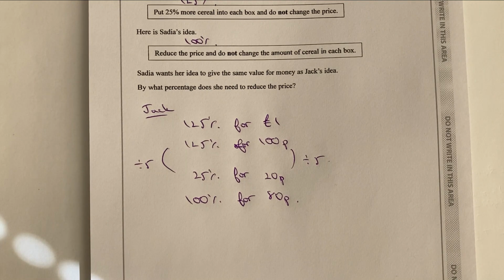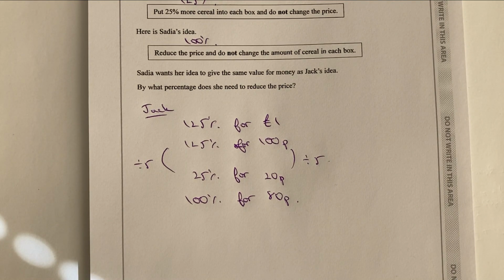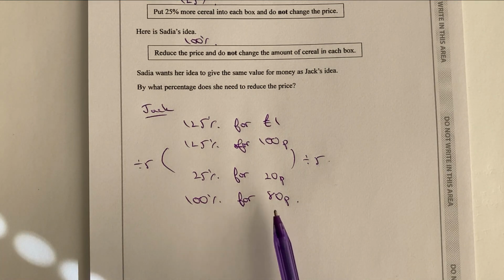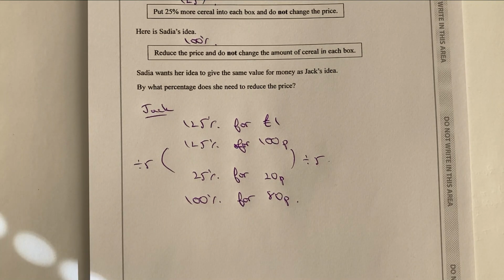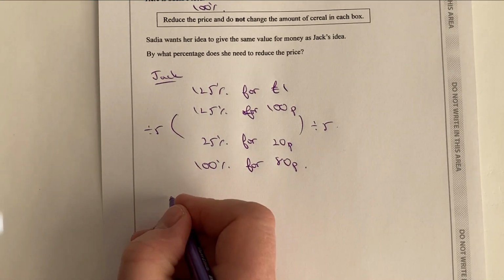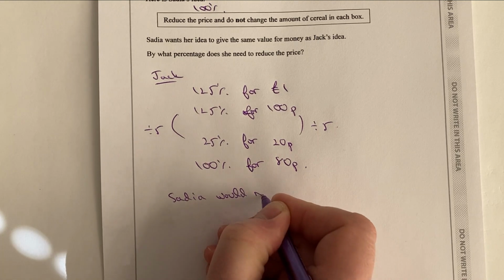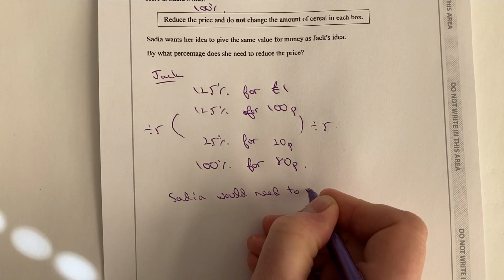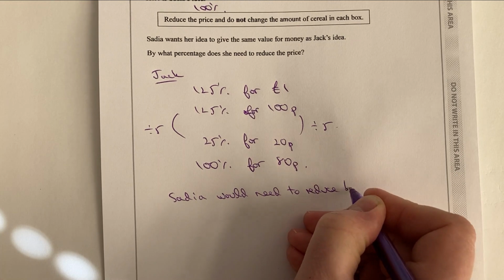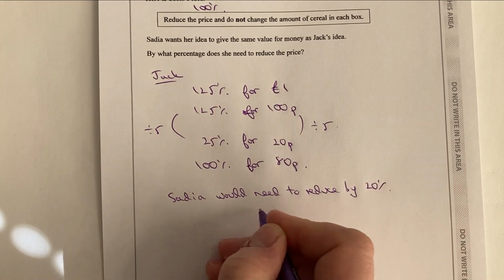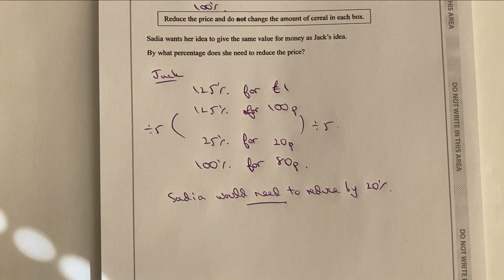So in other words, for Sadia's idea to give the same value of money as Jack's idea, Sadia would need to reduce hers from £1 down to 80p, which is a price reduction of 20%. So Sadia would need to reduce by 20%, and that would give you the same value. Hopefully that's okay for you.